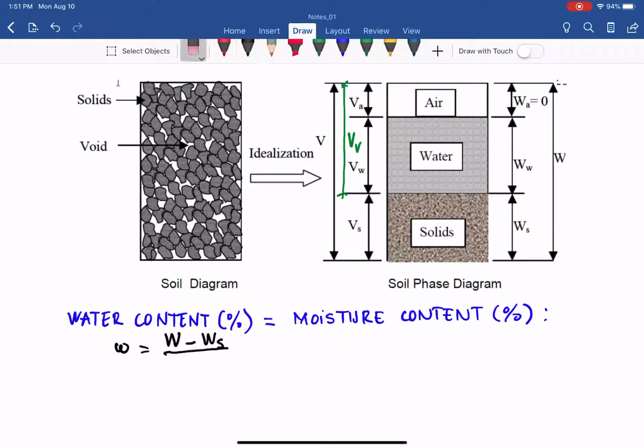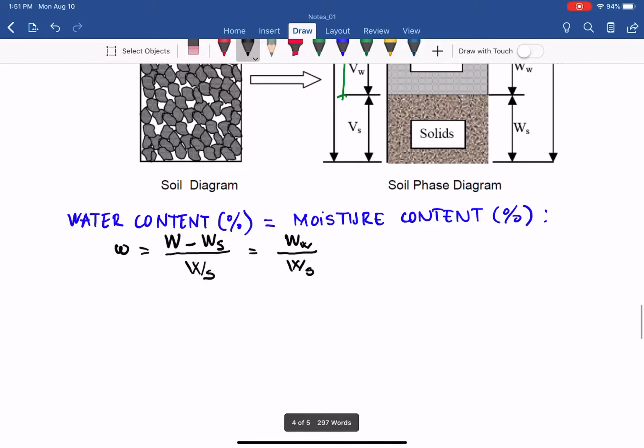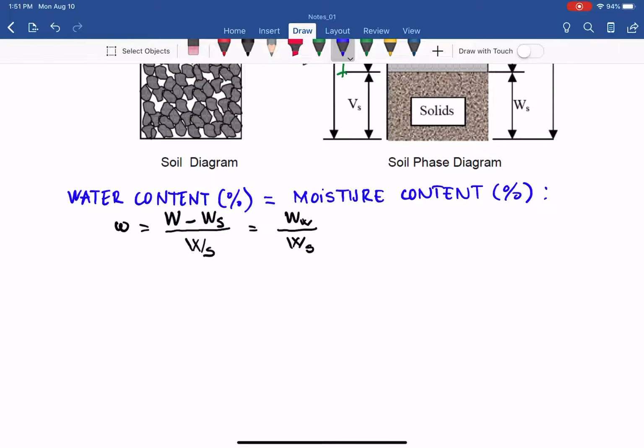Divide by the weight of the solid, Ws. So basically the ratio between the weight of water over the weight of the solid part. So it will be the weight of the water divided by the weight of the solid. And of course you can put in percent to determine the percent. And we also have other equations that I just list out here, just to review what you learned in Geotech 1 before we move forward.